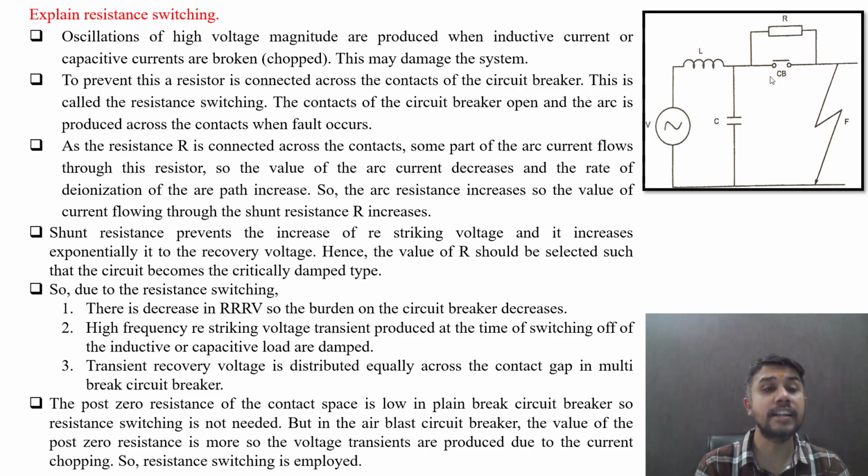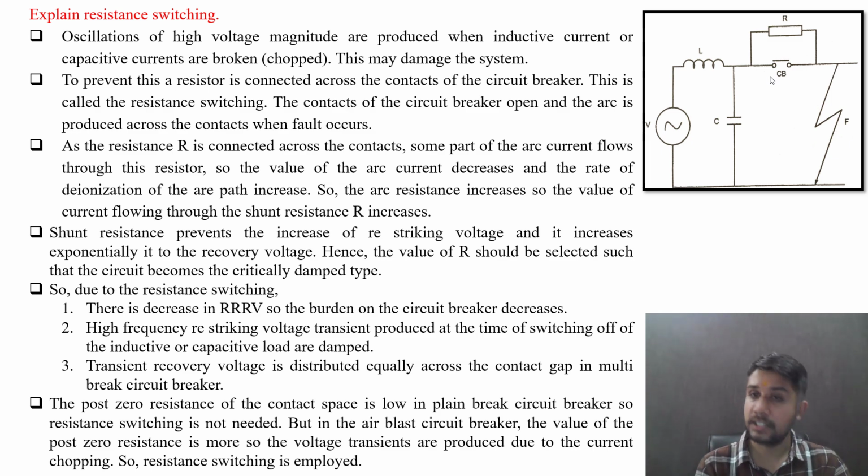So this shunt resistance prevents the increase of restriking voltage, and it increases exponentially with the time, up to the value of recovery voltage. Hence the value of R should be selected such that the circuit becomes the oscillatory or critically damped type.